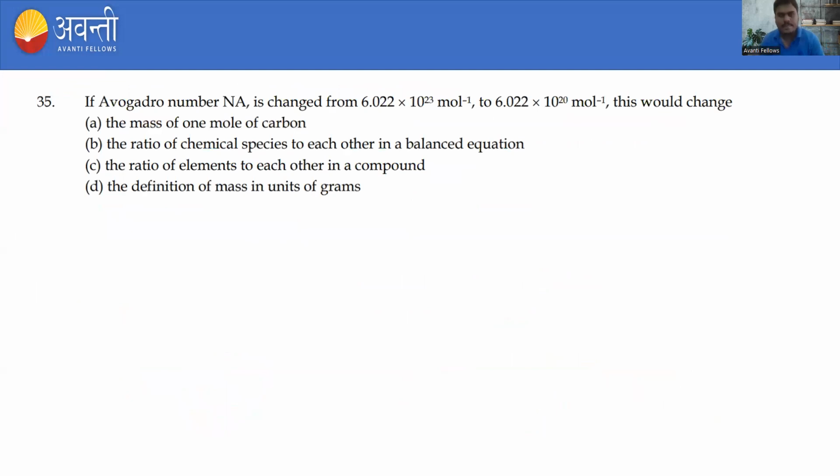Now, if Avogadro number Na is changed from 6.023 10 raised to 23 to 6.023 10 raised to 10 per mole, this would change the mass of 1 mole of carbon from 12 gram to 12 milligram. Right, because 1 mole is defined based on 12 gram of carbon. So 12 gram changes to 12 milligram. However, the following remain unchanged. That is, the ratio remains unchanged. है ना? So what we can say is the mass of 1 mole of carbon will change. Rest all remains the same.